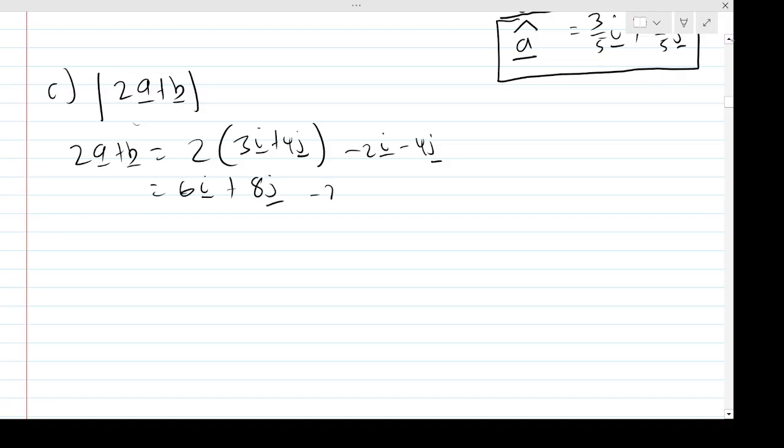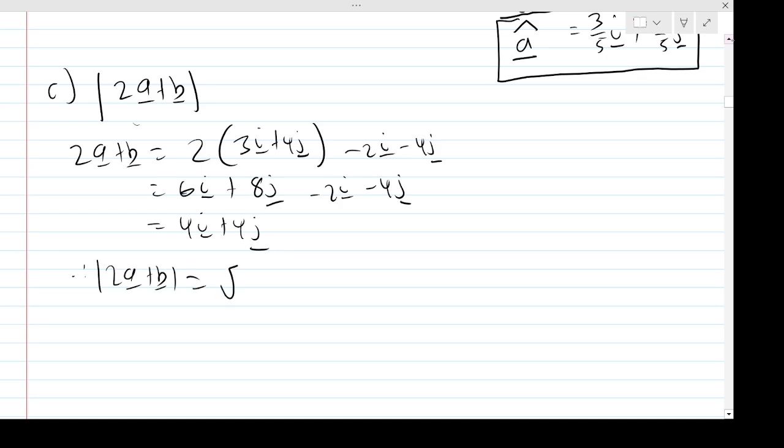And then minus 2i minus 4j. And so if we collect the like terms, 6i minus 2i is 4i, and 8j minus 4j is plus 4j. And so therefore we can start to compute the magnitude of this vector here, of 2a plus b.